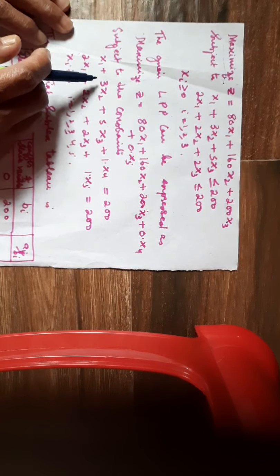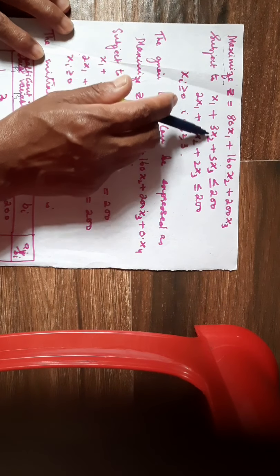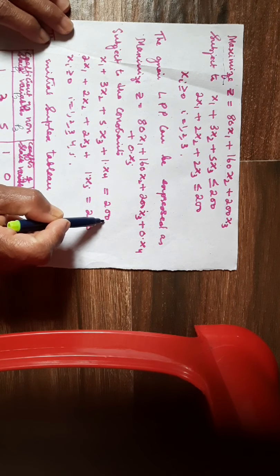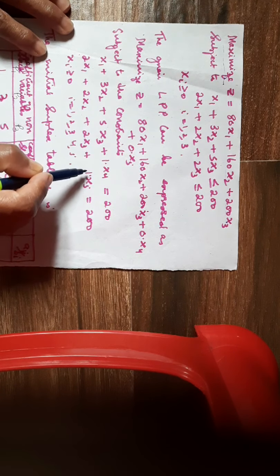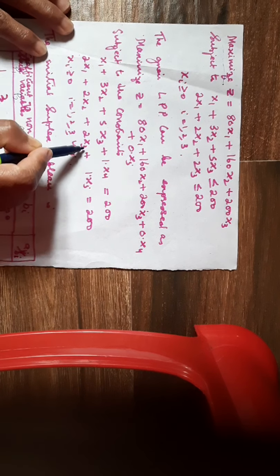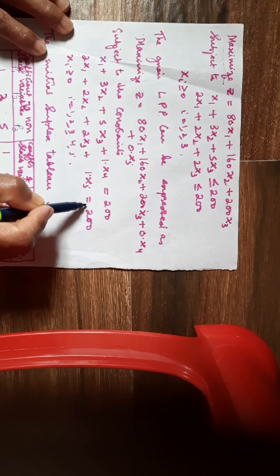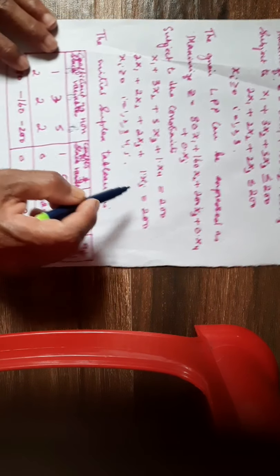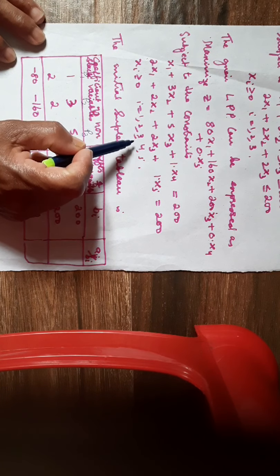Now, subject to the constraints. The first constraint now becomes x1 plus 3x2 plus 5x3 plus 1 into x4 is equal to 200. And for the second constraint, you add x5. So 2x1 plus 2x2 plus 2x3 plus 1 into x5 is equal to 200. So x4 and x5 are called the slack variables, where all xi are greater than or equal to 0.